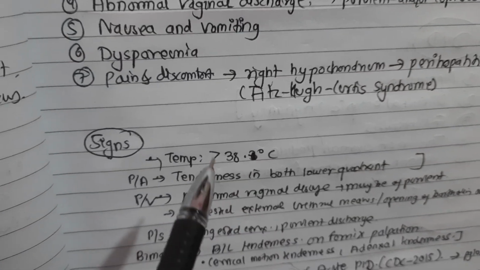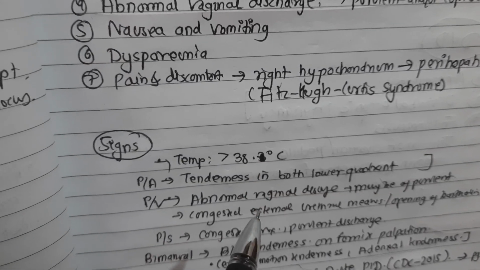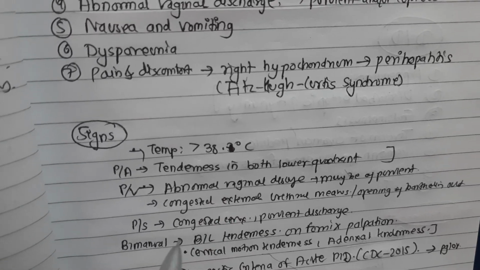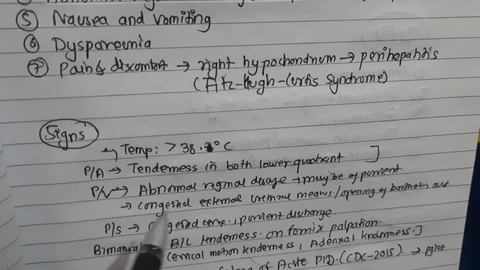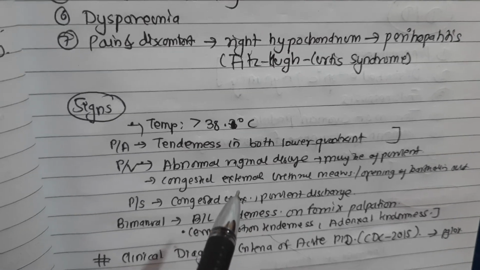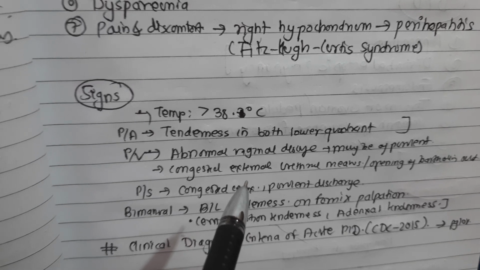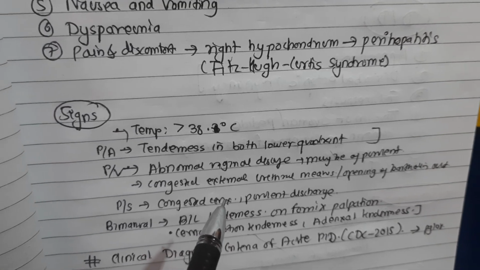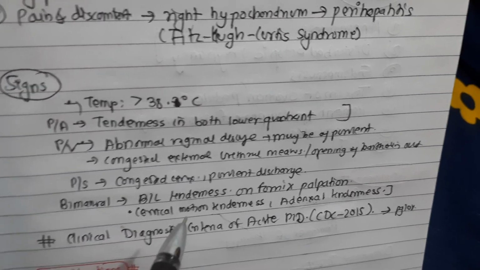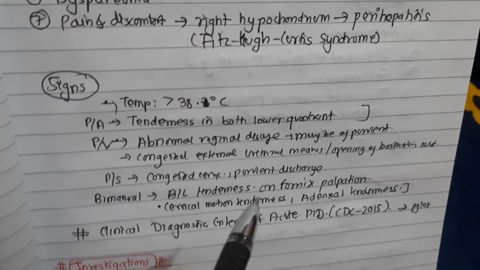And there may be signs. The patient may present with temperature greater than 38.3 degrees Celsius, or we can generally say 38 degrees Celsius. Upper abdominal palpation reveals tenderness in both lower quadrants. The liver may be enlarged and tender due to perihepatitis. The per vaginal examination reveals abnormal vaginal discharge. It may be purulent. There is congested urethral meatus or opening of the Bartholin ducts through which pus may be seen escaping out under pressure. And in per speculum examination, we can find a congested cervix and purulent discharge from the canal.